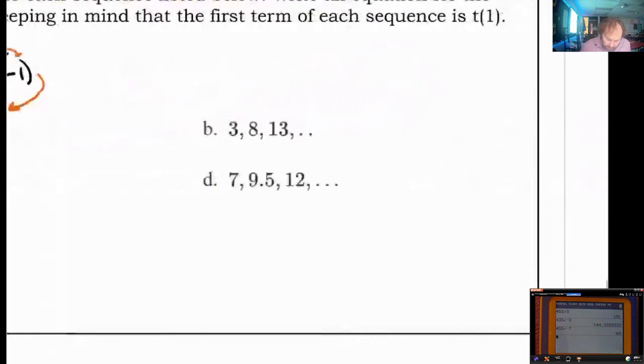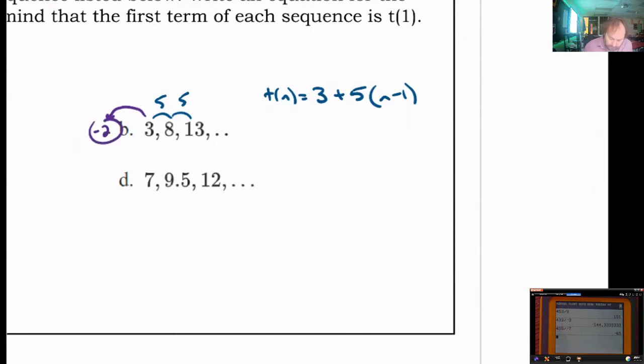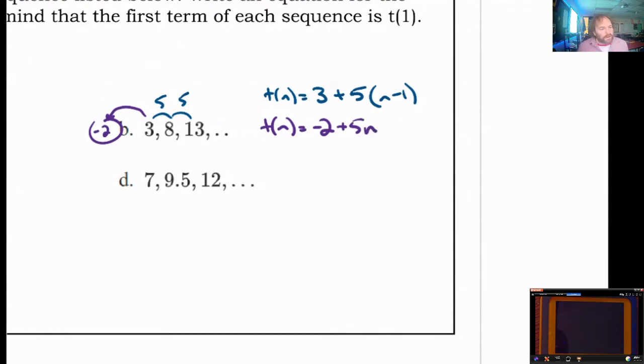For question B, we're going up by, it looks like, 5 each time, plus 5, plus 5. So one way to do it would be to take the first term of 3 and add 5 times n minus 1. That is the first way to do it. Or you can go back in time to the 0th term and do negative 2 plus 5n. Both of those will work really nicely for this.